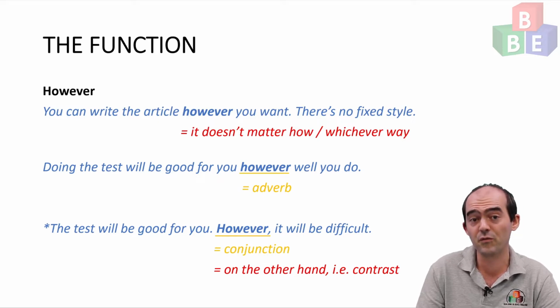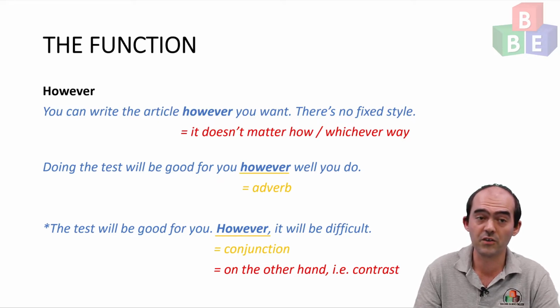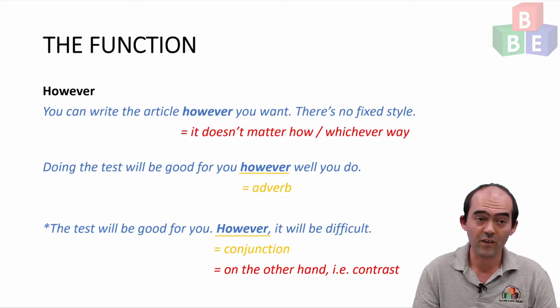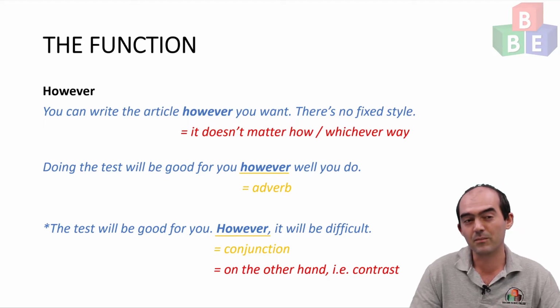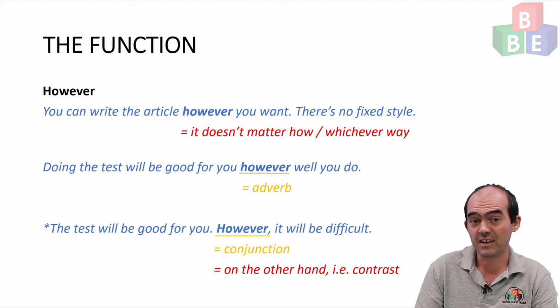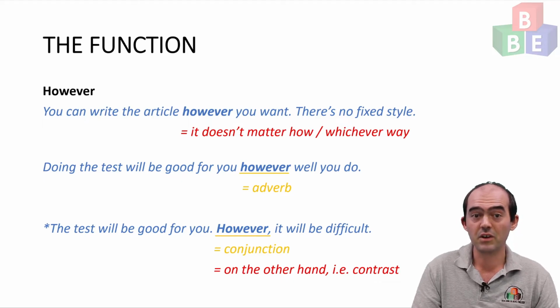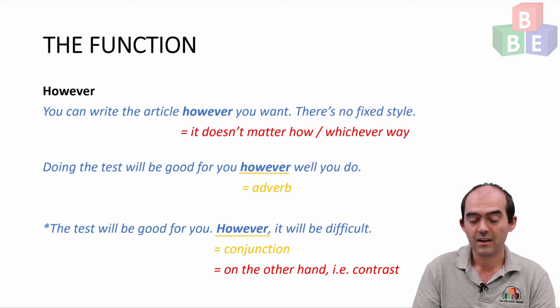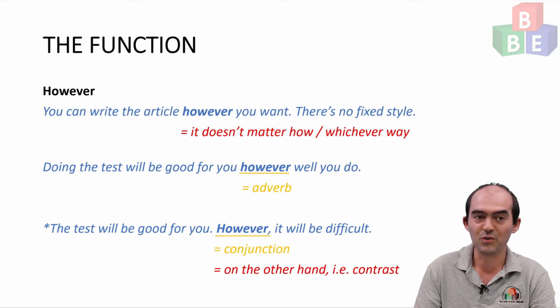It's important not to confuse these because they have different punctuation. When I use however as an adverb to mean it doesn't matter how, notice that it is the same sentence, there is no full stop or comma. But when I use however as a conjunction, it is a sentence connector, so it needs to come after a sentence, so a full stop, and then a comma to start the new clause in the new sentence.